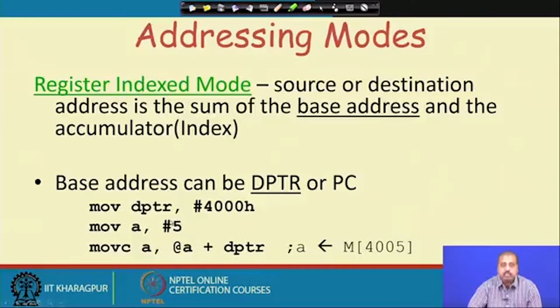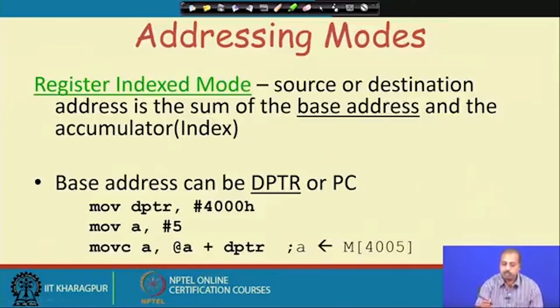A's current content is 5, so this DPTR value will be added to that. That way we get the value 4005, and from this external program memory we are getting the value into the A register. This is useful when you have some sort of lookup tables.